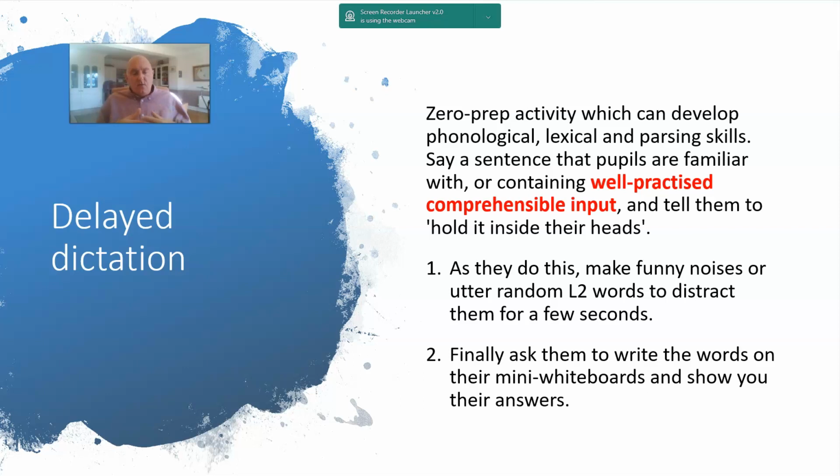When you dictate with some well-practiced comprehensible input, that's worth mentioning because dictation, if it goes wrong, it's when the language is too hard and students can't handle it. So make sure it's very doable language. Now, instead of them writing down straight away, you simply give them a 10-second delay where they have to hold the phrase inside their heads. You could even distract them during that period. Some students seem to like doing that, and then they write down the phrase on paper or on their mini whiteboards. Now, what's going on there, of course, is that students are rehearsing the language repeatedly in their heads.